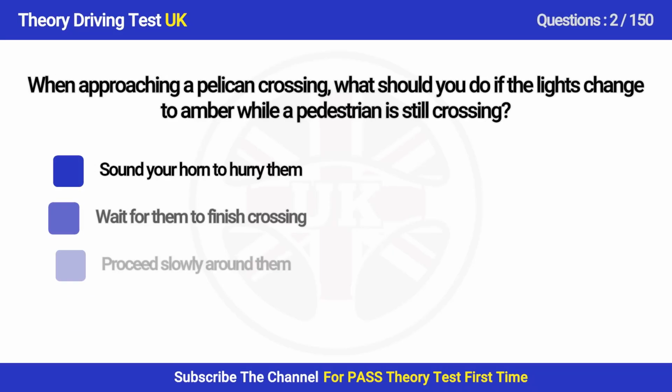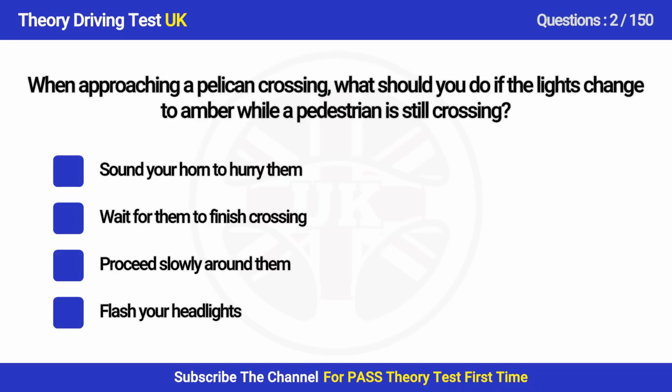Question 2. When approaching a pelican crossing, what should you do if the lights change to amber while a pedestrian is still crossing? A. Sound your horn to hurry them. B. Wait for them to finish crossing. C. Proceed slowly around them. D. Flash your headlights.